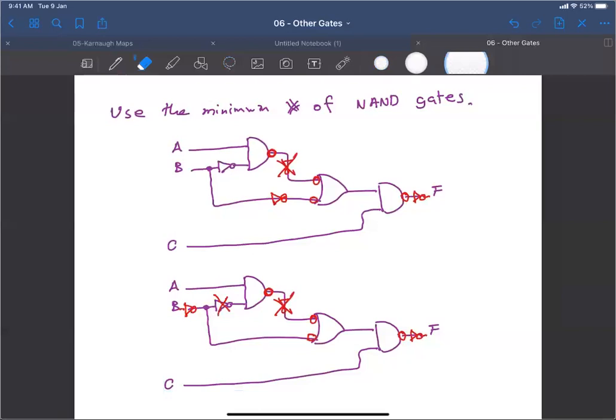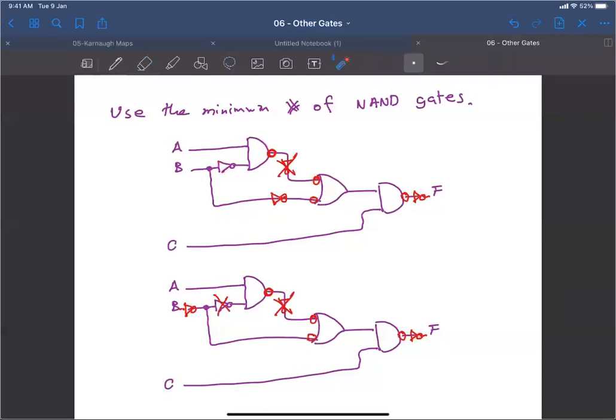Before I erase it, is it clear? How many inverters in the first one? Count them. 1, 2, 3, right? We have canceled this, right? Now these bubbles, you don't count them because they are part of the NAND gates, and this one as well. So 1, 2, 3. However, in the bottom one, 1, 2. Do you see that? Yes.